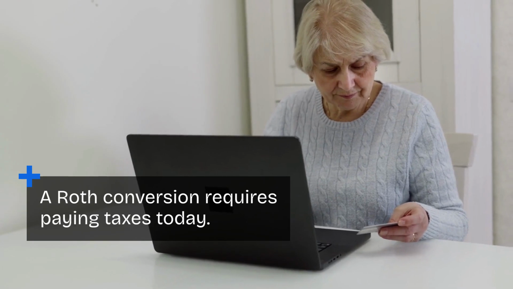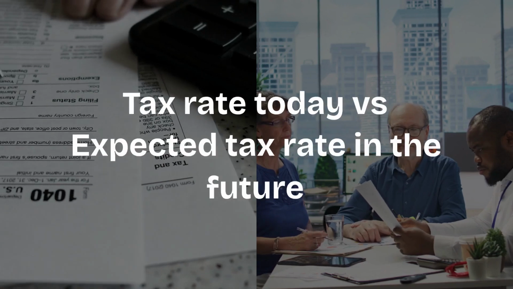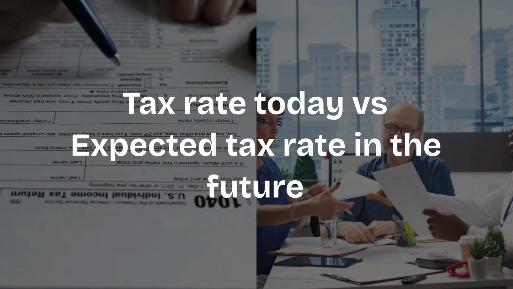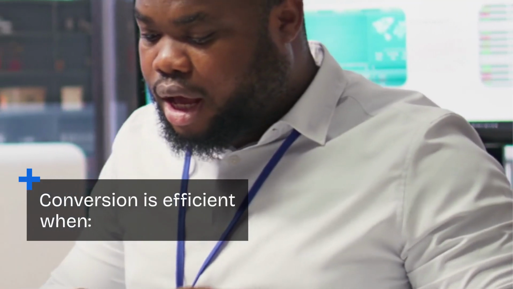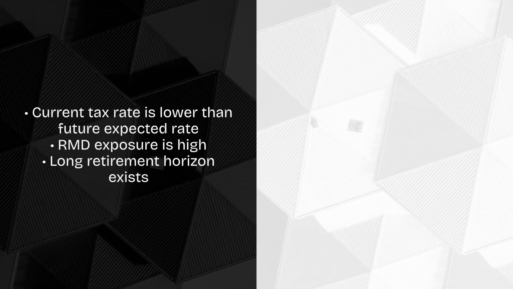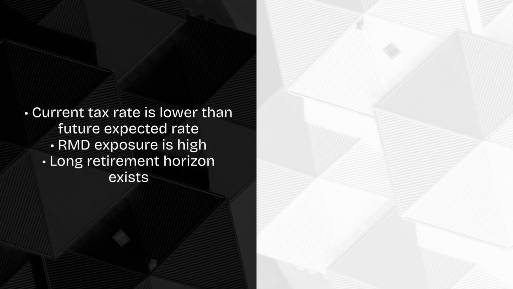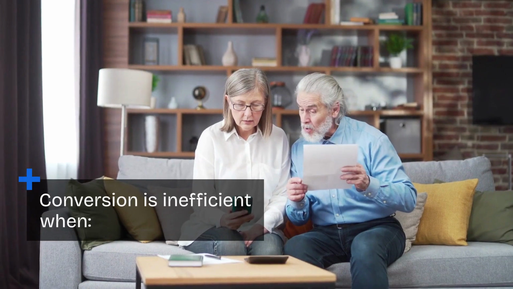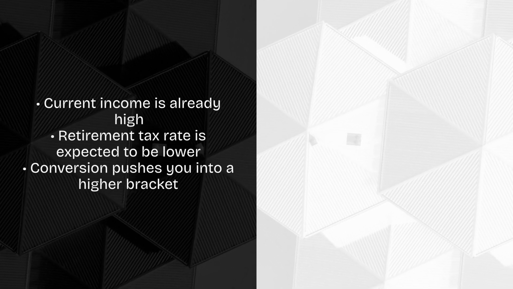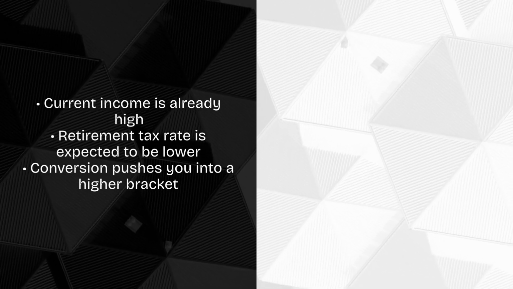A Roth conversion requires paying taxes today. The benefit comes later. The decision should compare tax rate today versus expected tax rate in the future. Conversion is efficient when current tax rate is lower than future expected rate, RMD exposure is high, and a long retirement horizon exists. Conversion is inefficient when current income is already high, retirement tax rate is expected to be lower, or conversion pushes you into a higher bracket.